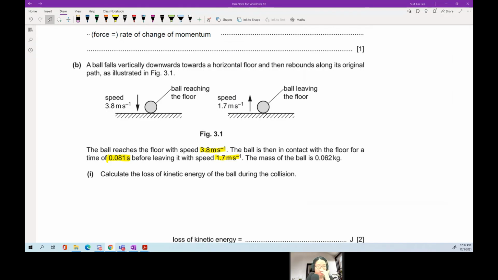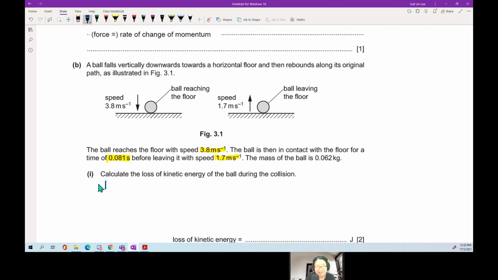Okay, so you notice when the ball touches, it will compress, and also when it leaves, it is actually oscillating a bit. That's why it lost the KE, because the KE converted to the oscillation of the ball as the ball leaves the floor. Okay, easy question first. Calculate the loss in KE.